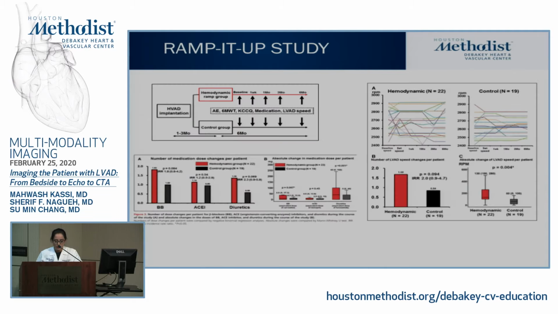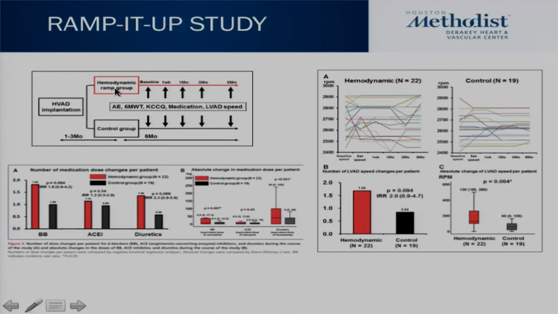With this, they basically did, this was predominantly HVAD patients. What you see here is the hemodynamic ramp group and the control group. The hemodynamic ramp group had a baseline, then 1 month, 3 months, 6 months, and 12 months. The control group just had an echocardiogram whenever the clinician wanted one, based on their clinical acumen. They noticed that a lot more speed changes were done in patients in the ramp arm versus the control arm.